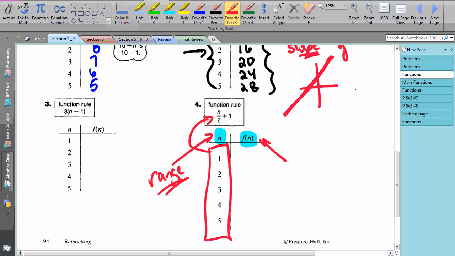And the output, its nickname, I'm sorry, I just got that backwards. I can't believe I just did that. The domain is the input, and the range is the output.